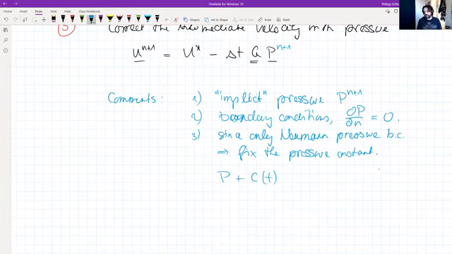And the typical way, as also described in the manual, is that you just pick one point in the domain in which you set the pressure to a specific value. There are other ways of how you could fix it, but that's certainly one way that you could do it. So fix the pressure constant in one point in the domain.